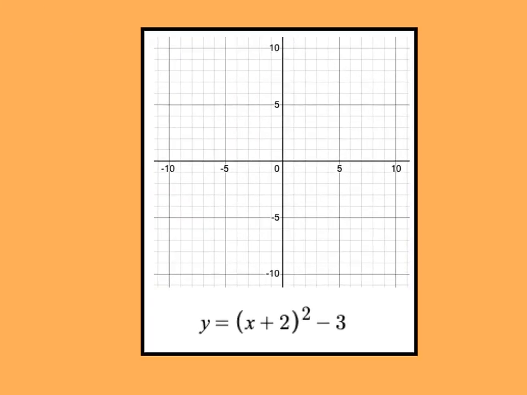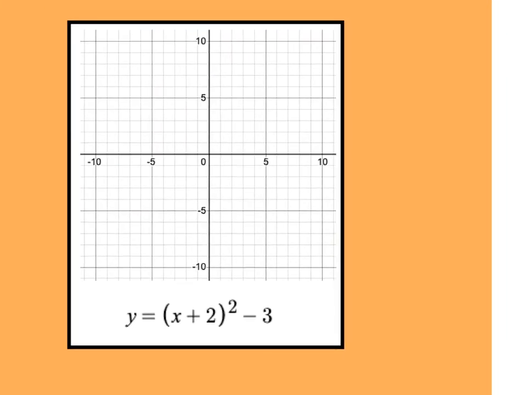Okay, let's try another one. y equals x squared. So we start at 0, 0. 1 squared is 1. 2 squared is 4. And then we reflect that. There's our parabola.